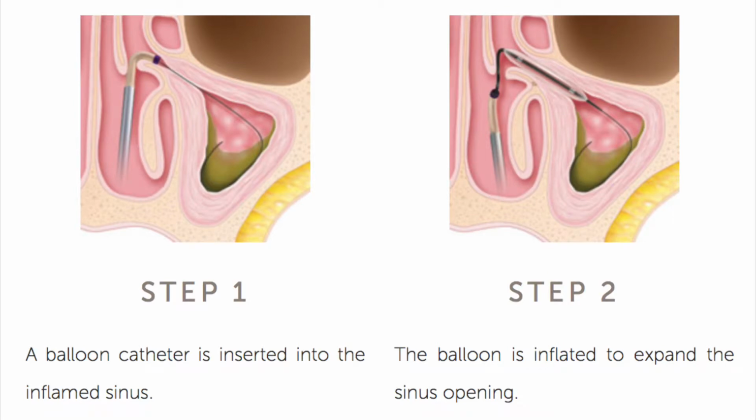So the balloon sinuplasty procedure we're doing today will entail 4 steps. The first step is that we're going to insert the balloon system and the guide wire into the nasal cavity and insert the guide wire into the left maxillary sinus, as you can see in this picture, step 1. Then we're going to thread the balloon over the guide wire and suspend the balloon at the level of the sinus opening, as you can see in step 2.